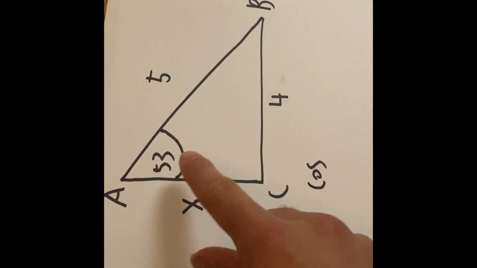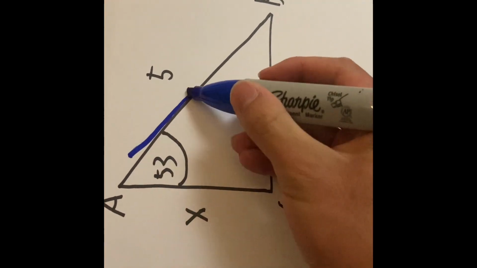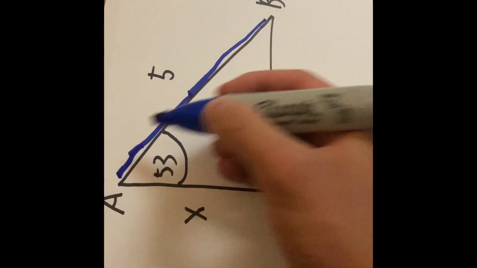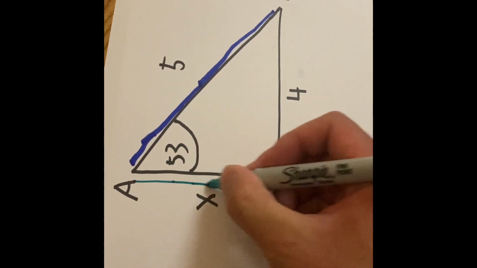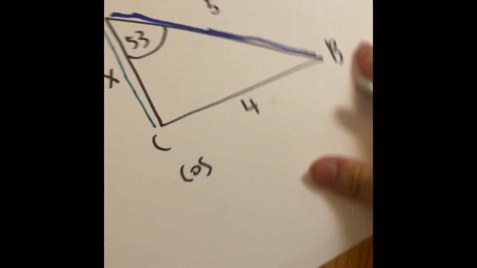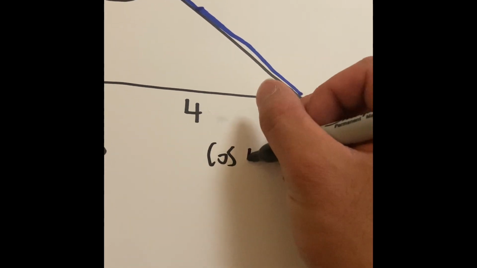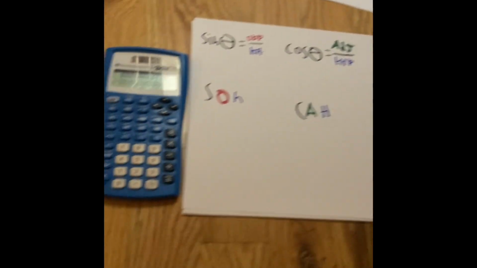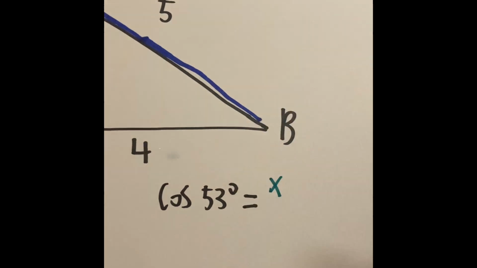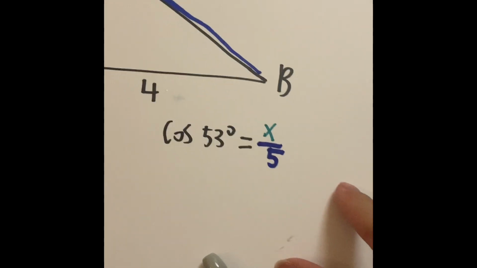That's 53 degrees. This right here represents the hypotenuse. On the bottom, the adjacent is going to be touching the ground where theta lies, so it's going to be right here. To understand our setup, we're going to say the cosine of 53 degrees is going to be equal to adjacent divided by the hypotenuse. We are going to say x divided by 5. So that is how we set up our problem.